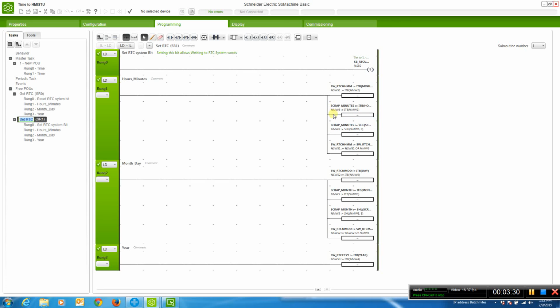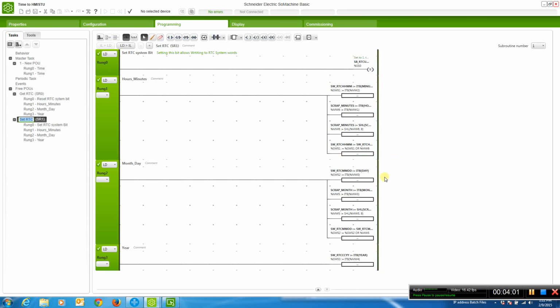To get the high byte, I use a scrap register. I take memory word 1, which is the hours, do integer to BCD, and put it into a scrap memory word 6. Then I shift that left to go into the high order byte, and then I OR the two together, and that gives system word 51. It'll be in BCD format with the minutes and hours stuffed inside of it.